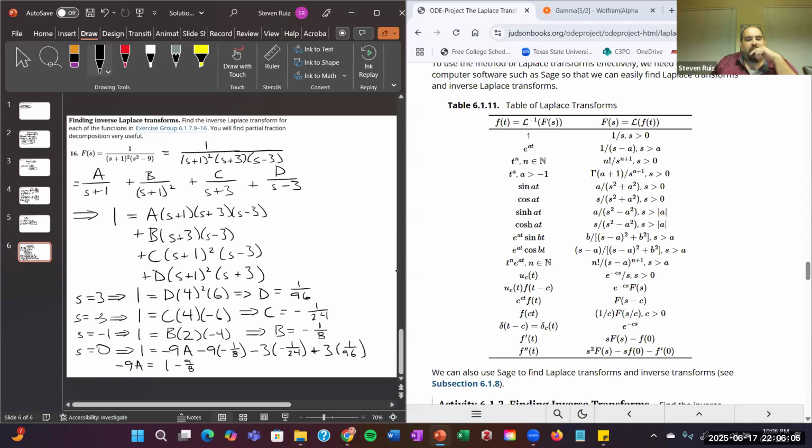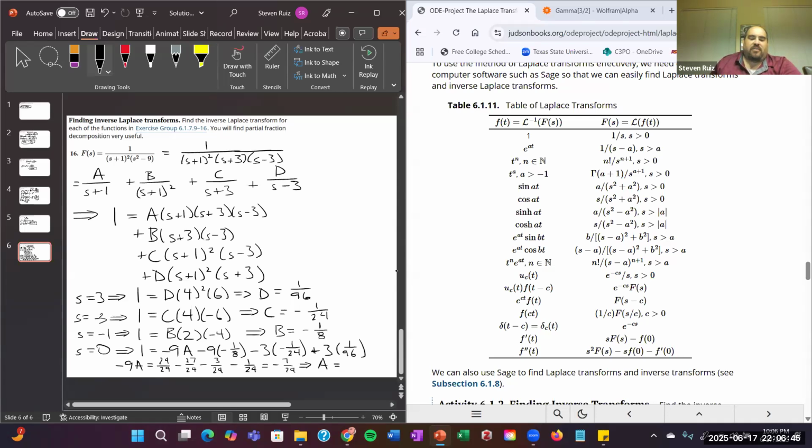3 over 24 is 1/8, so minus 1/8. 3 over 96, that's minus 1 over 24. Let's rewrite all these in terms of 24ths. So 24 over 24 minus 27 over 24 minus 3 over 24. So 24 minus 27 is negative 3, minus 3 is negative 6, minus 7. So negative 7 over 24.